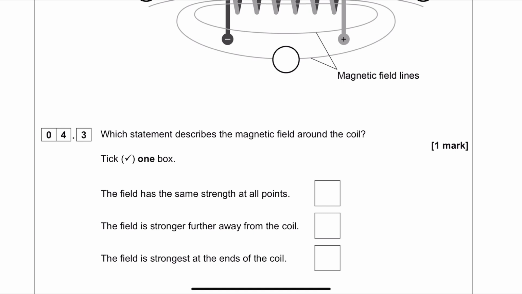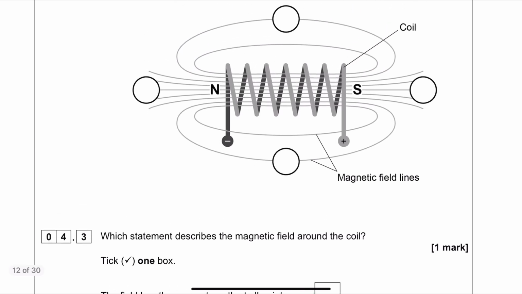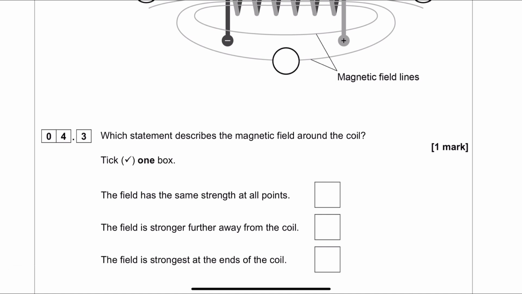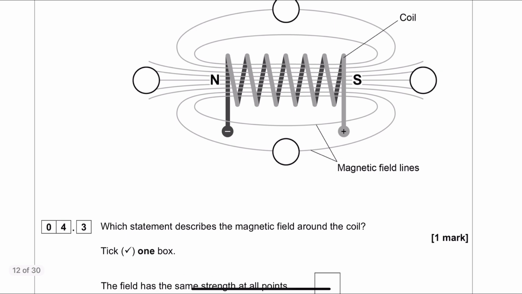4.3: Which statement describes the magnetic field around the coil? Tick one box. If you look at our diagram, the field is not the same at all points. It is very strong at the ends of the coil, whereas going away from the coil the field lines spread out and get weaker, and are not as strong as at the end of the coil. The field has the same strength at all points, so that is not possible. The field is stronger further away from the coil; we can see the field lines getting weaker as they spread out.